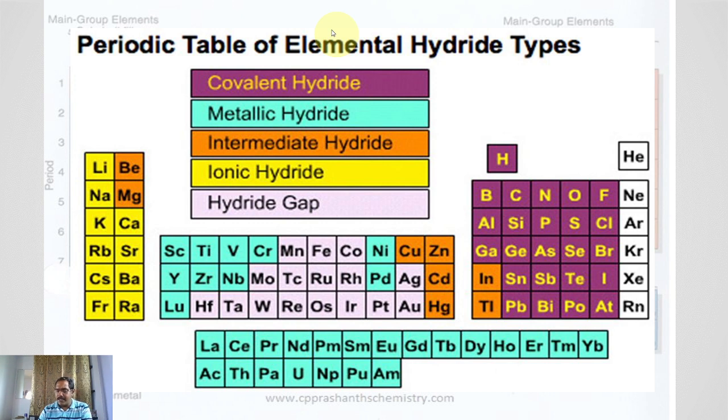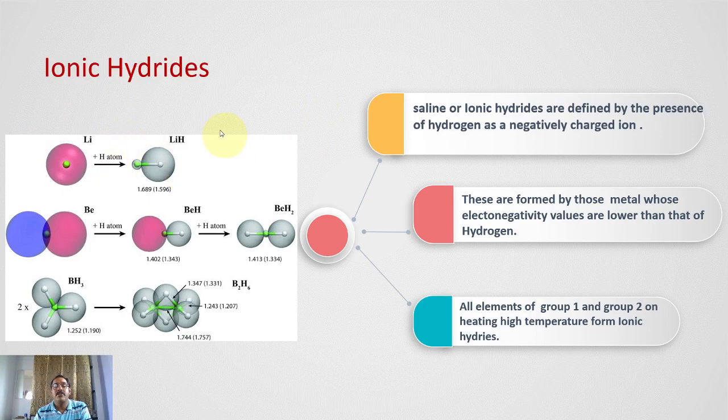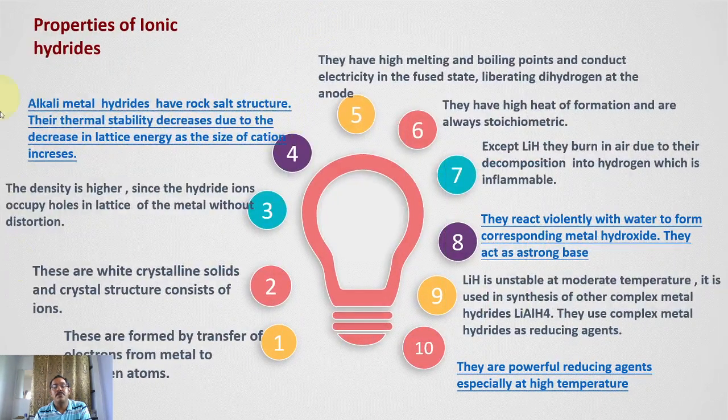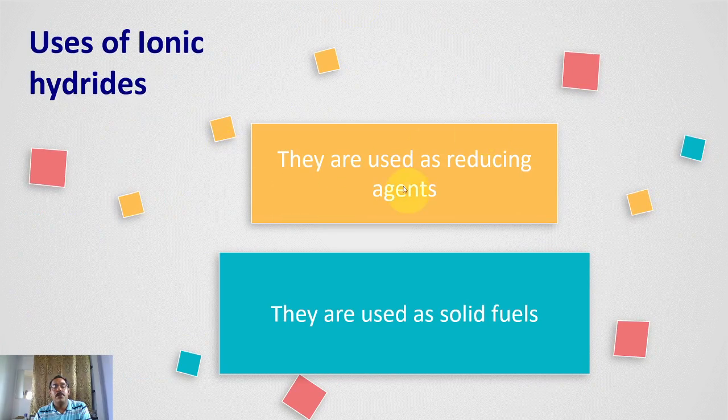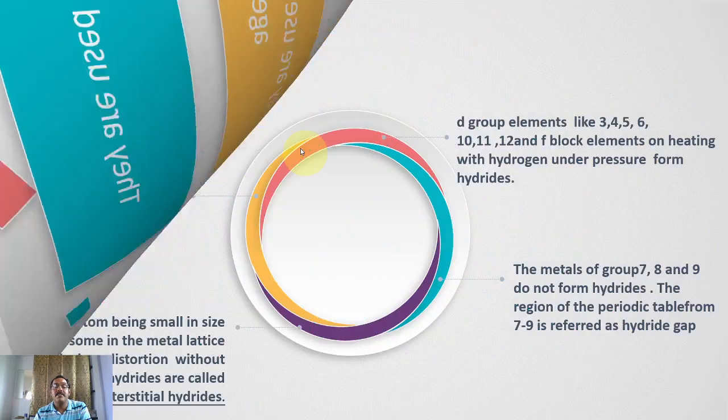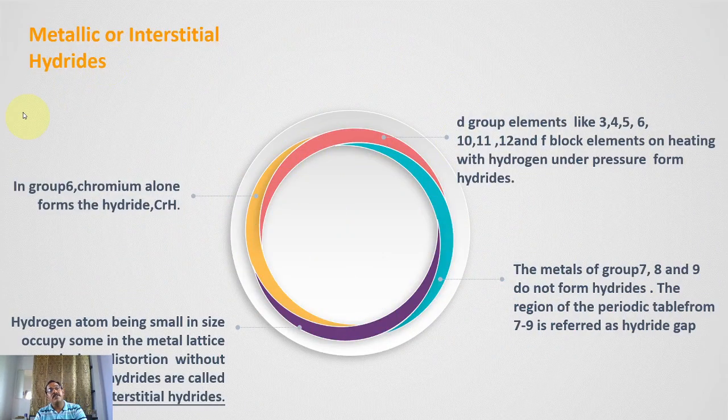Okay, since you have seen ionic hydrides with S block elements last class, we will proceed to the second type of hydrides. These are ionic hydrides of S block elements that we saw last class. We have also seen the properties, almost around 10 properties, and their use as reducing agents. Now we move to the second category, metallic hydrides.